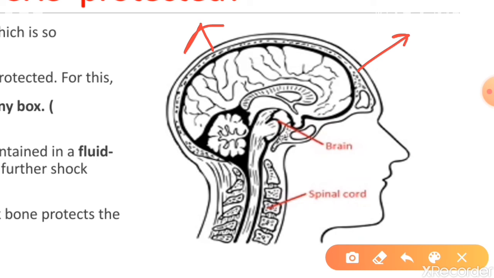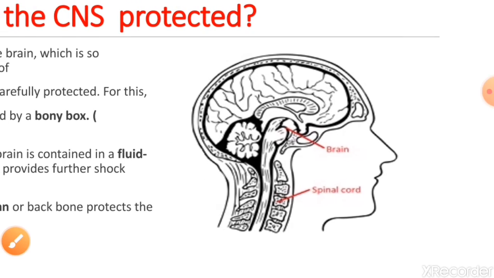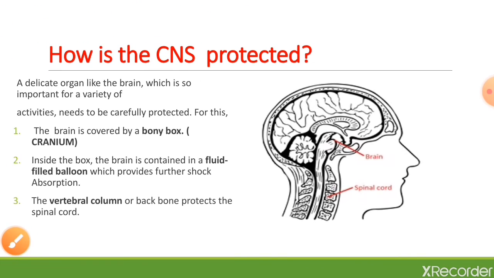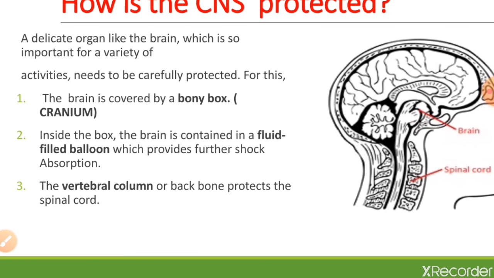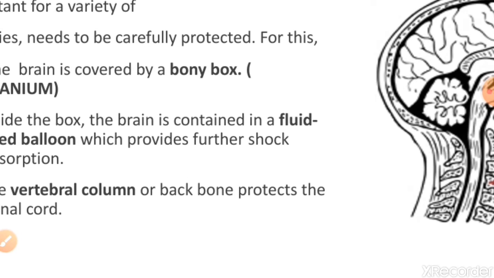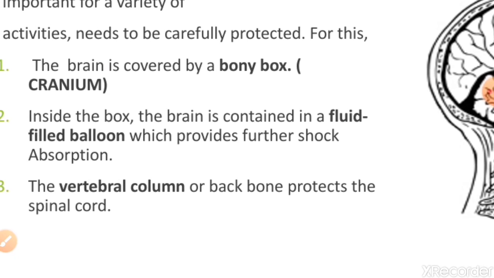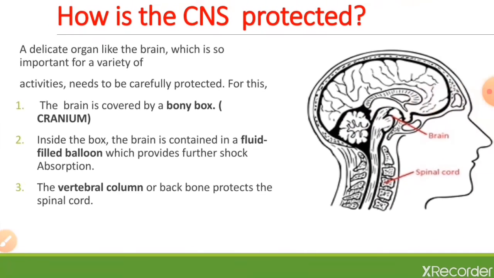Apart from this, the brain is covered with coverings which are called meninges, and between the meninges a fluid flows which is called cerebrospinal fluid. Right? In your book, if you refer, you'll find it is mentioned that the brain is contained in a fluid filled balloon which provides protection from mechanical shocks and injuries, right?